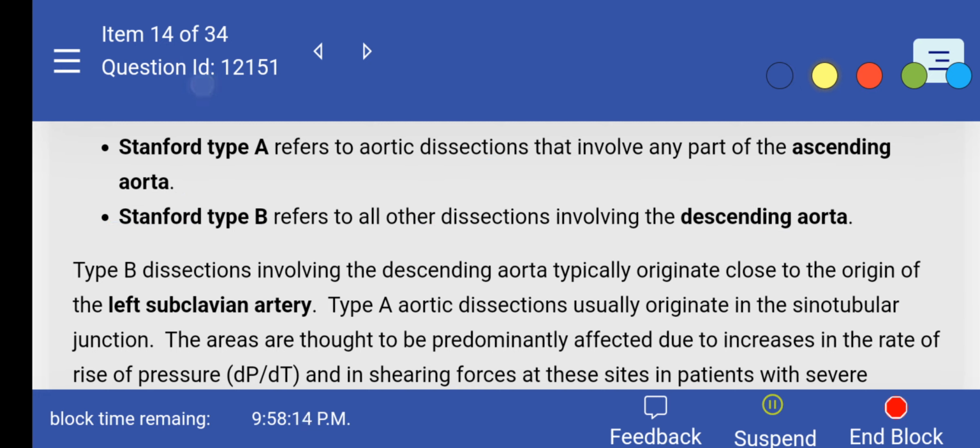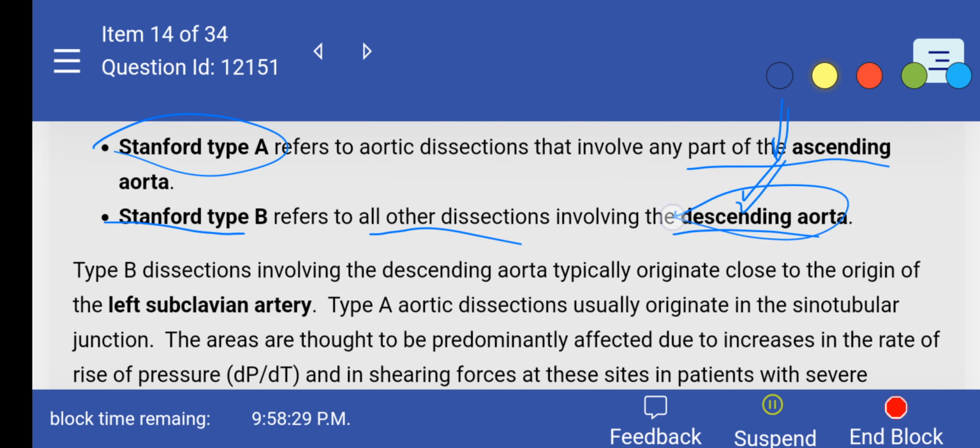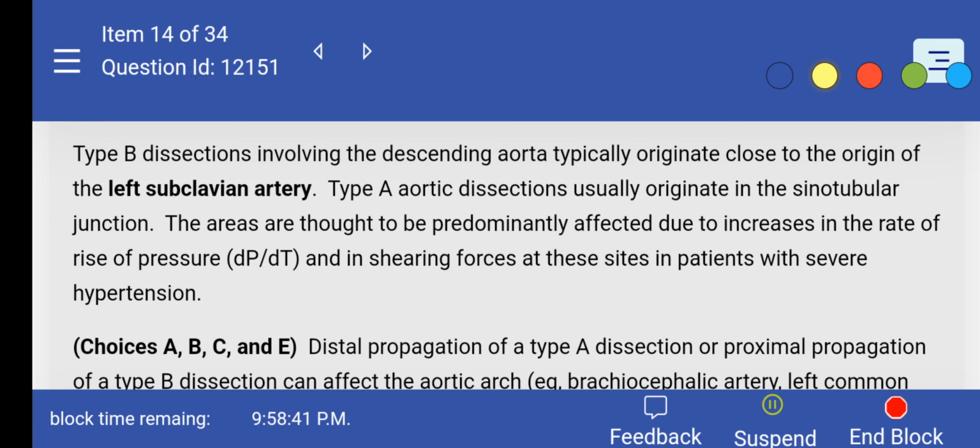Once again, type A aortic dissection involves any part of the ascending aorta, so only our ascending aorta. Type B involves the descending aorta. Okay, all other dissections involving descending aorta, right? Type B dissections involving the descending aorta typically originate close to the origin of the left subclavian artery, right?